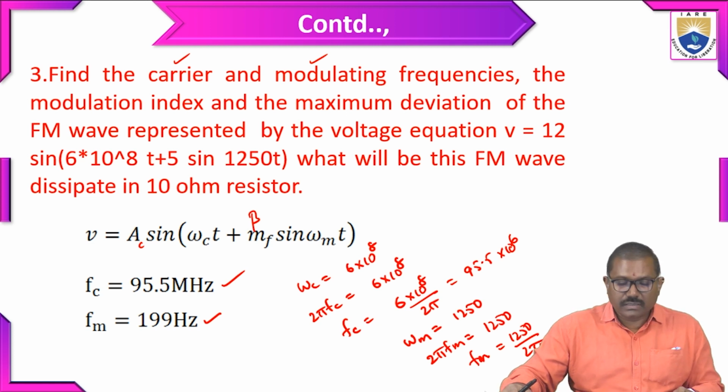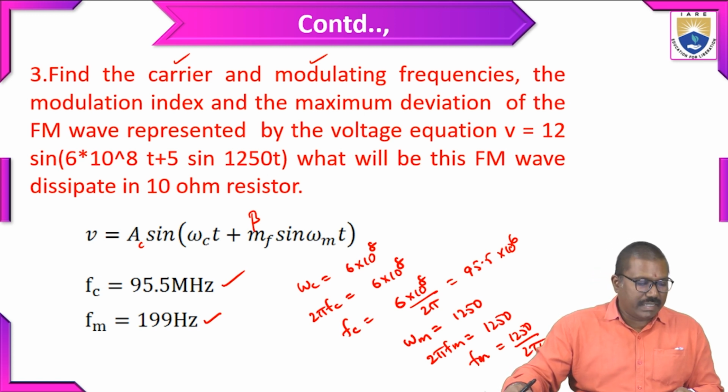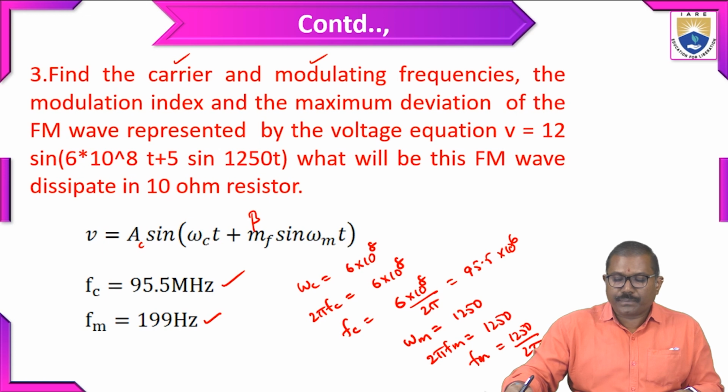And you have to find the beta value, that is the modulation index, and the maximum deviation, delta F.